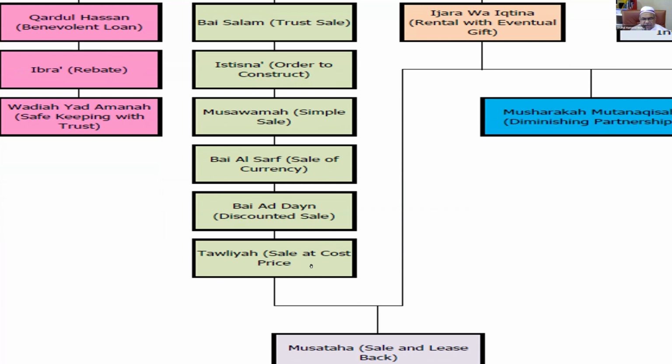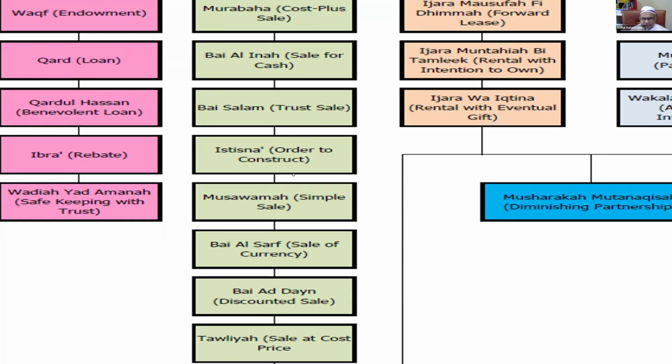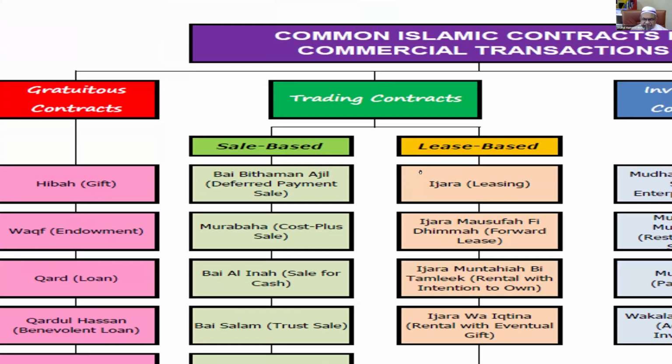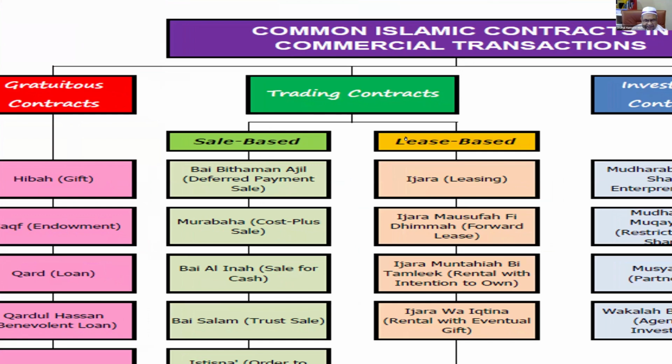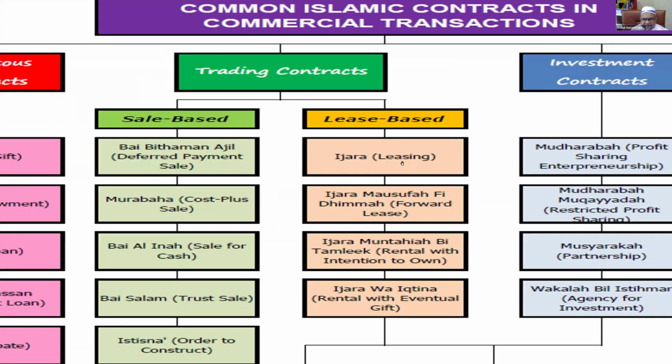Tawliya is sale at cost price, which is not used basically, unless it's a forced sale. Then there's ijara-based, ijara leasing. Ijara is rental basically. So you can buy an automobile, a three-wheel scooter, and then you can lease it to a guy who's going to operate it, and he will pay rental until you take it back. It's an operating lease or lease to own.